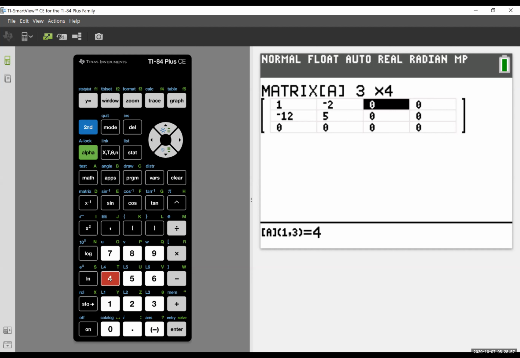A 4, there we go. And then it took me to the constant. That's the fourth column, so it's entering a 6. Now it took me to row 2, column 1, we're entering a number 1.